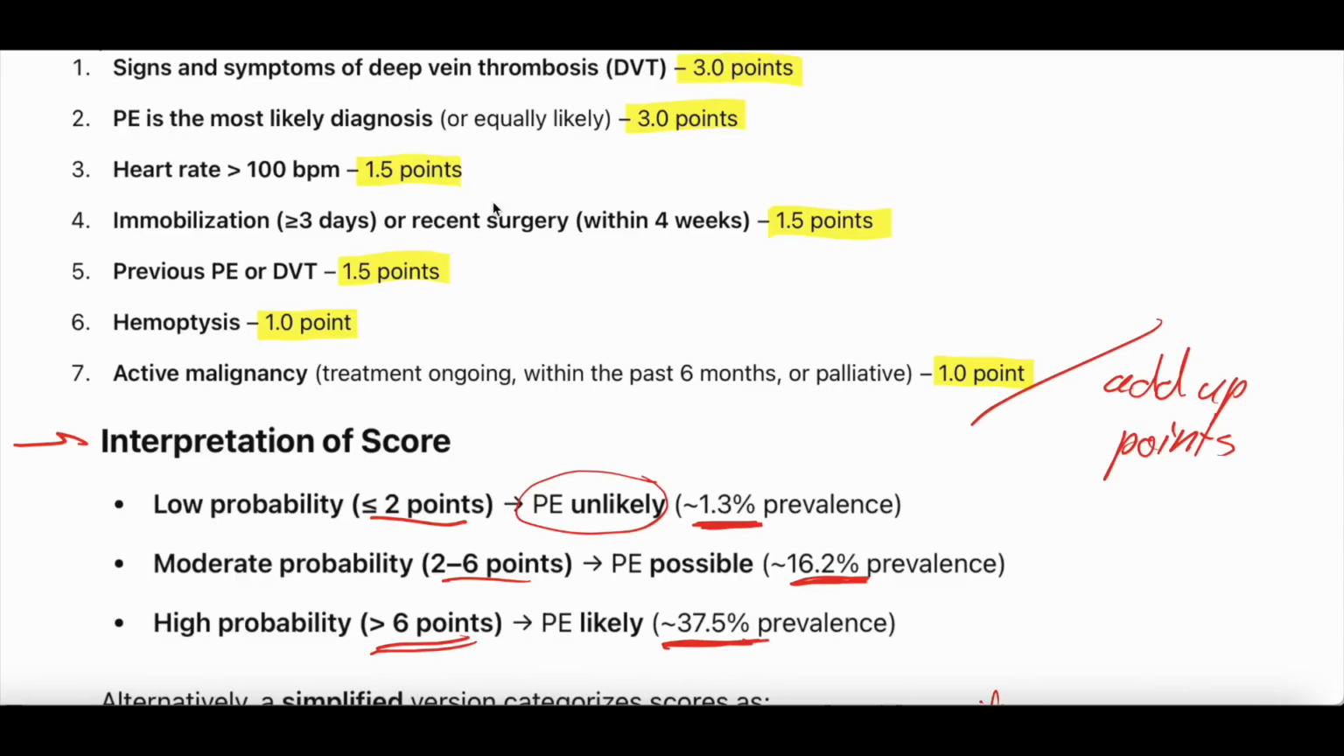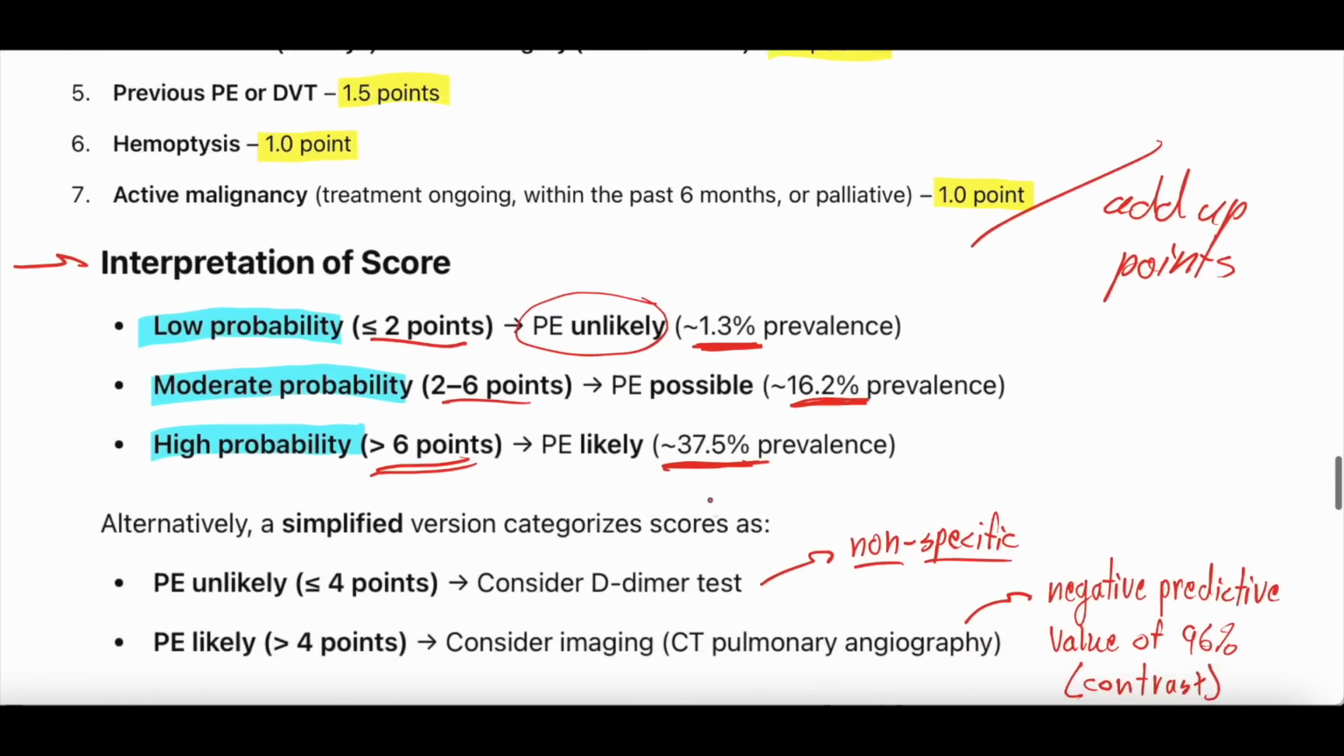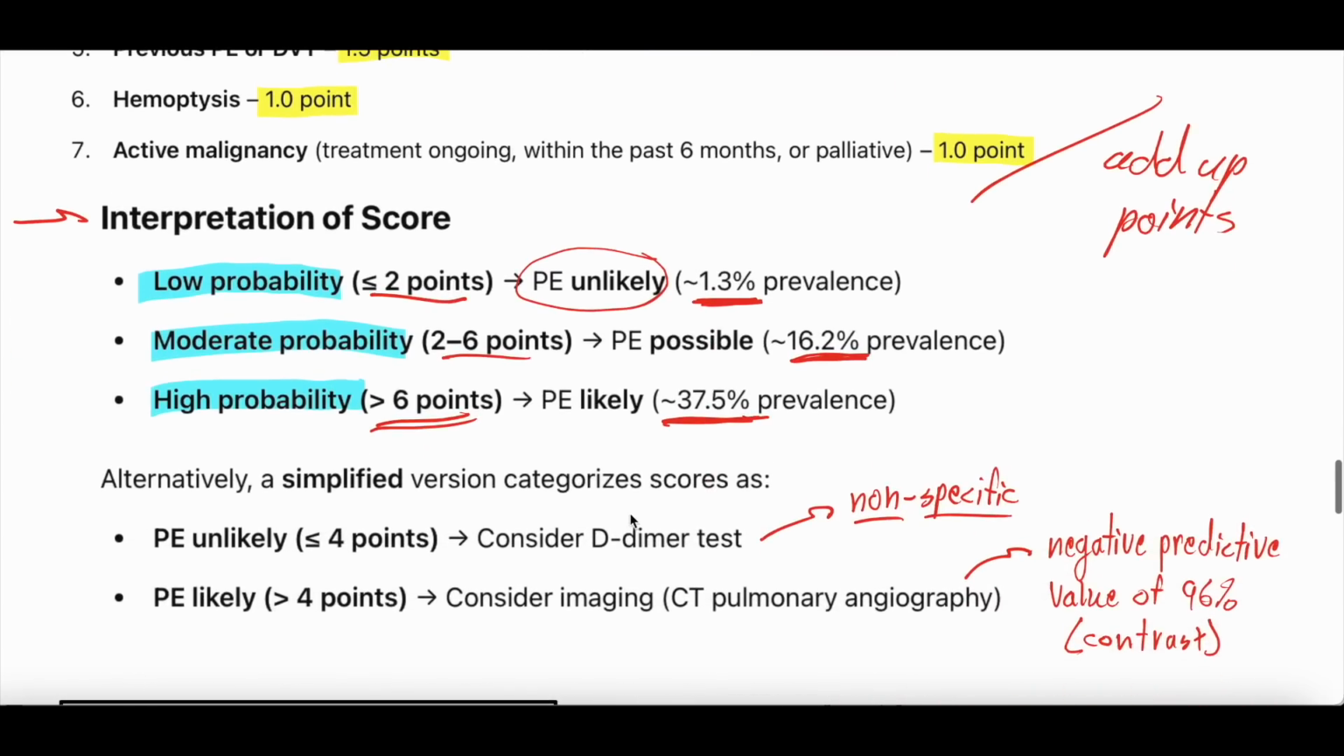So you can use the Wells score to understand the probability of pulmonary embolism, and using that probability, you can consider either D-dimer testing or going to imaging. All right. Some people use this 4-point cutoff. If you're less than 4 points, use D-dimer. D-dimer is a blood test. It is non-specific. It can be high in infection, inflammation, trauma, and also pulmonary embolism.